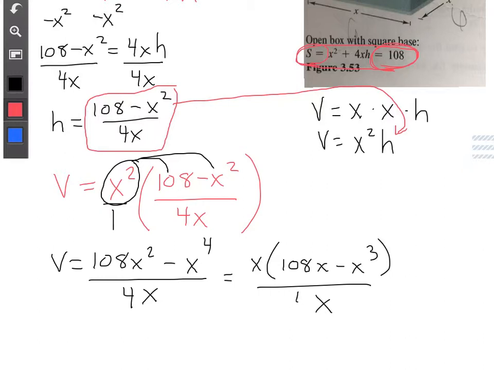4x, yeah, I keep just writing x. And then what cancels? This x cancels with that x. And so you've got volume equals 108x minus x cubed all over what? 4. So there's our volume formula.